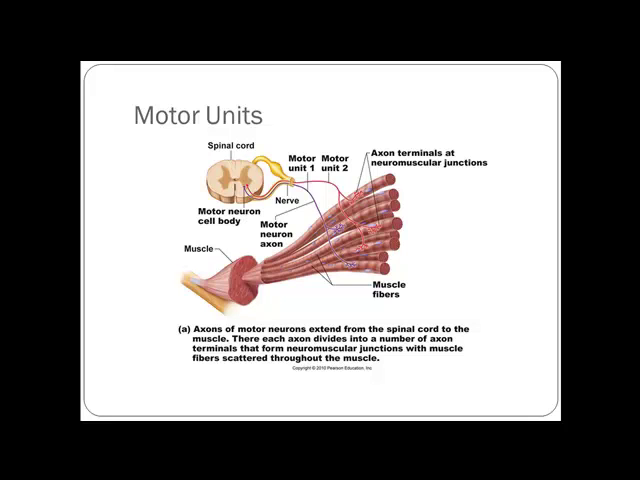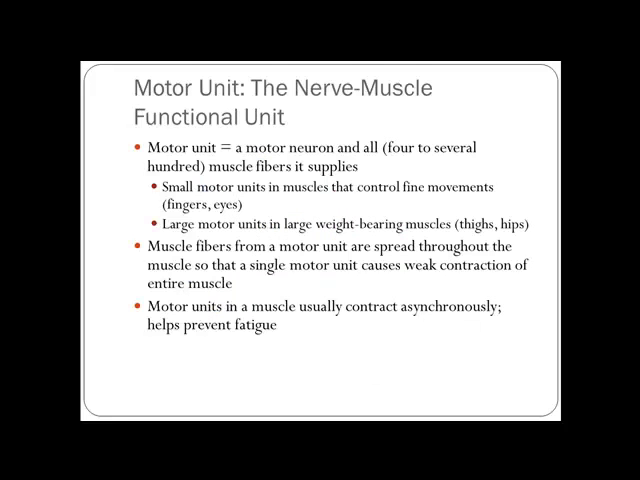So if I just want a weak contraction, I have a couple motor units fire. If I want a strong contraction, I can have all, or most, of my motor units fire. But then in order to sustain a contraction, they will rotate in and out. Some will contract, some will relax, and they'll be switching off, helping out one another. Okay? Motor units in a muscle usually contract asynchronously, and it will help prevent fatigue. That's what we were just talking about.